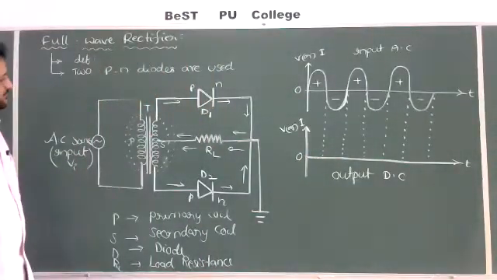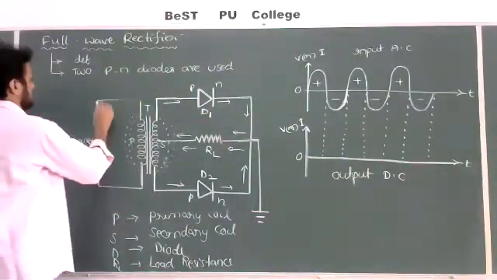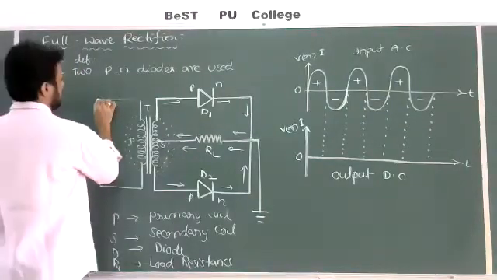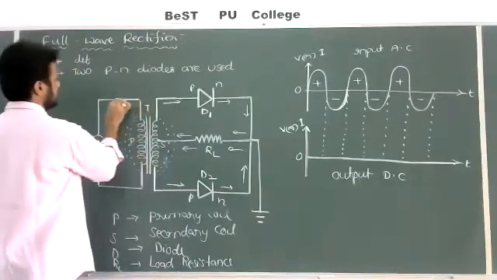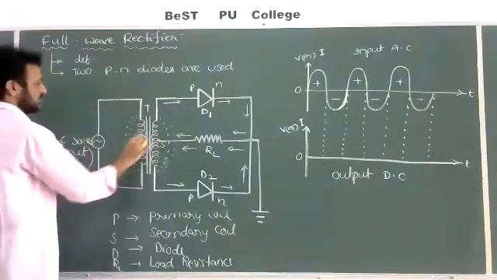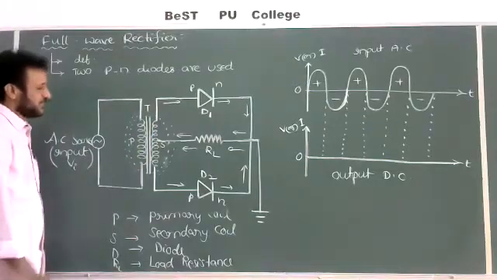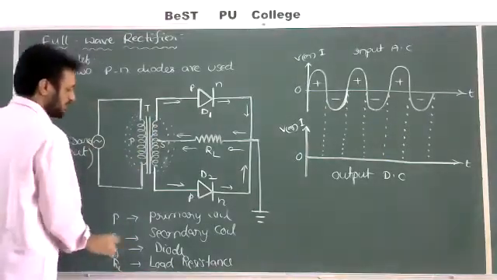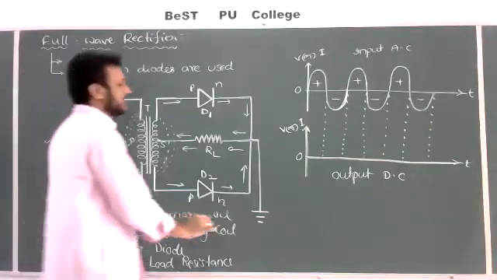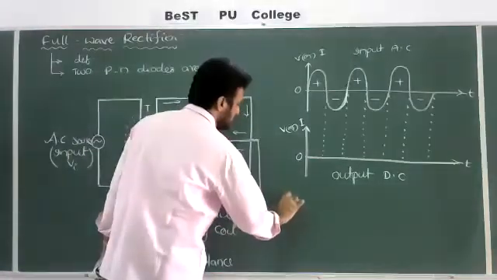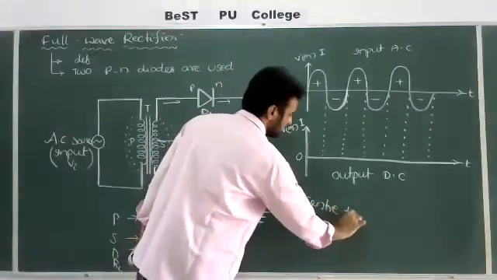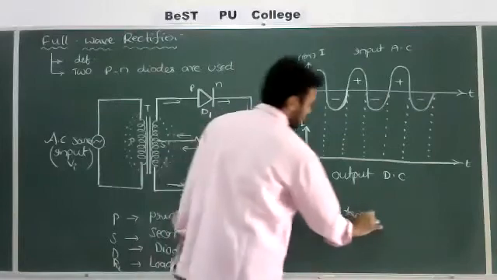Now check here. A full wave rectifier means a device which converts the full AC cycle into DC. Here T indicates a transformer, and the type of transformer we are using here is a special transformer called a center tap transformer. T represents center tap transformer.